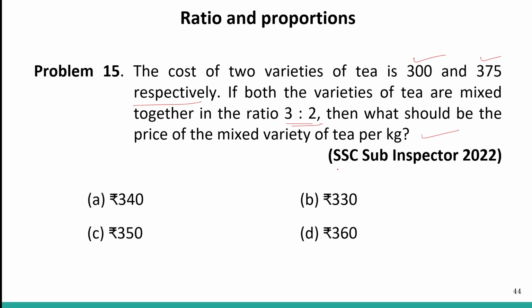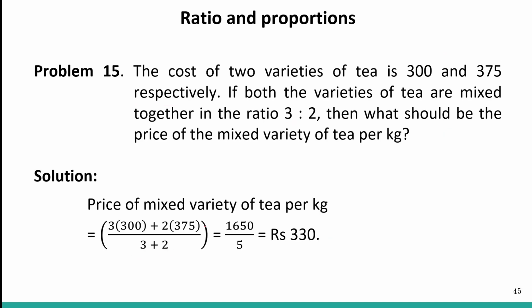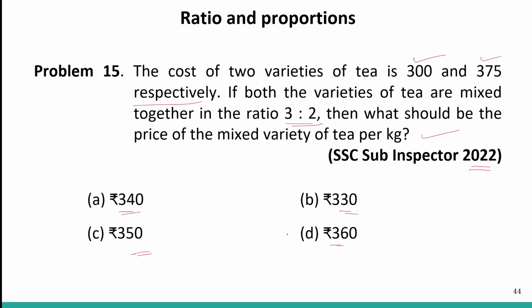So this question has appeared in the SSC Sub Inspector 2022 paper. Let's see whether 340, 330, 360 or 350 is the answer. The price of the mixed variety of tea per kg will be (3 into 300 plus 2 into 375) by (3 plus 2), because their addition will be 5 kg. So this will be equal to 1650 by 5, that is 330. So 330 is the correct answer. All the other options are incorrect.